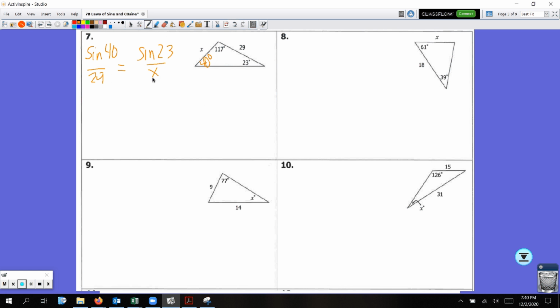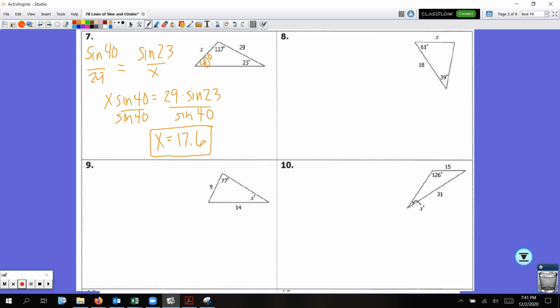over X. Right, we cross multiply, we get X times sine of 40 is equal to 29 times sine of 23. To get X by itself, we simply divide. We plug this in our calculator, 29 times sine 23, close parenthesis, divided by sine of 40, round to the nearest tenth, equals 17.6.